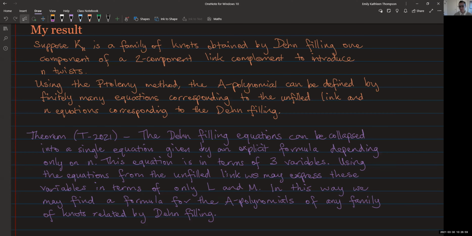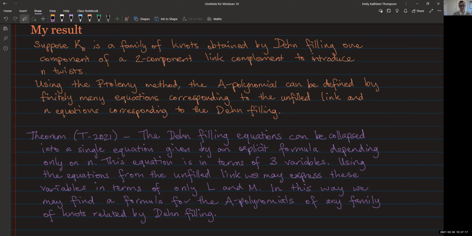And then basically, after that point, when you keep adding twists in that Whitehead sister link, you get all these knot complements that aren't even named. So they haven't really been defined by anything, let alone have their A-polynomials.